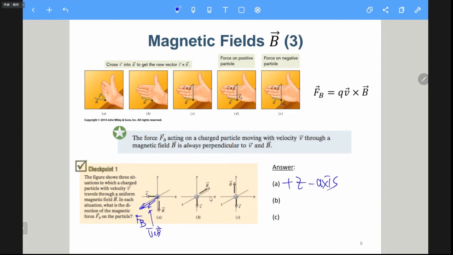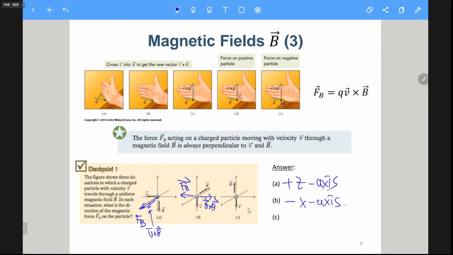Okay, for the next case, V is pointing to this side, B pointing to this side. So V cross B, your thumb will point to the positive x-axis. So this is V cross B. So this is a negative charge, so FB points to the opposite side. So this is the negative x-axis, negative x-axis.